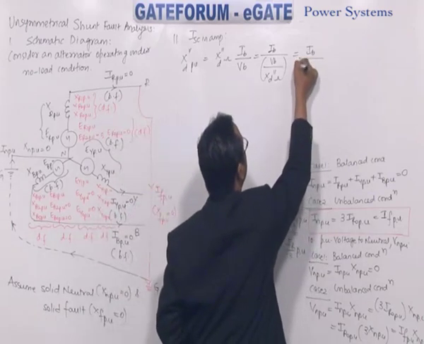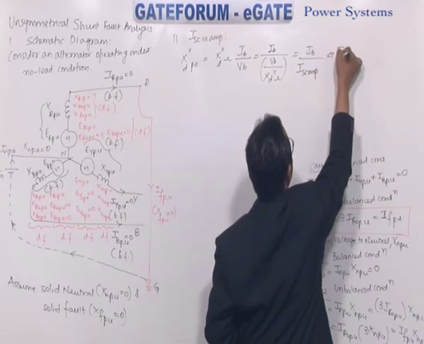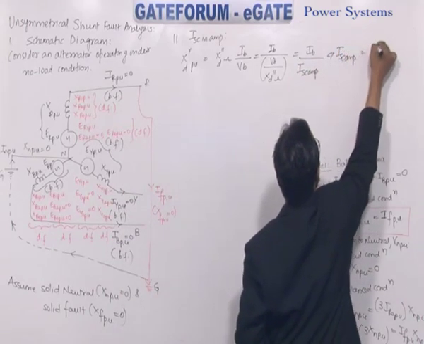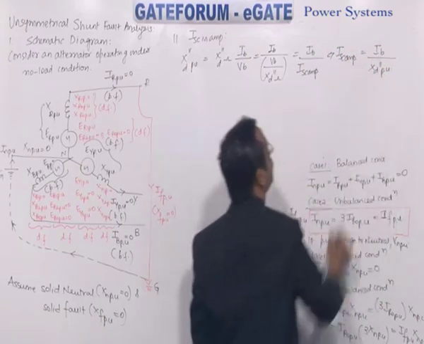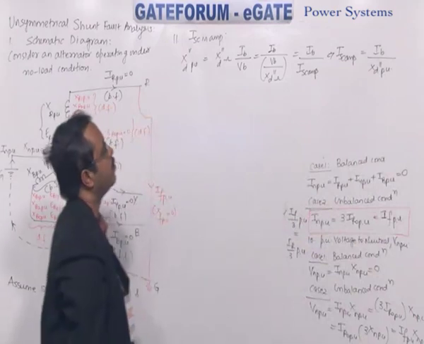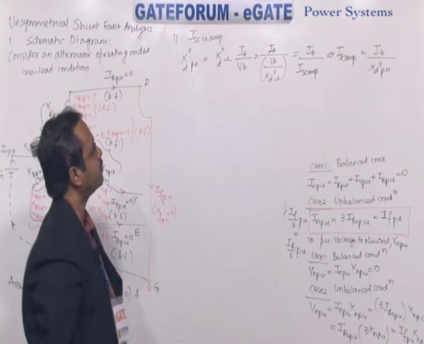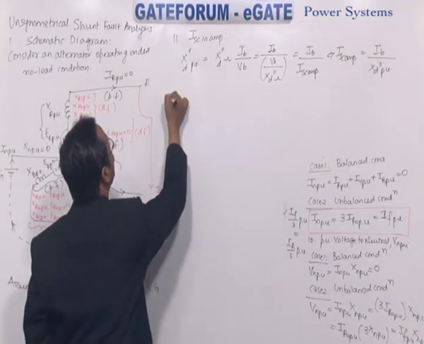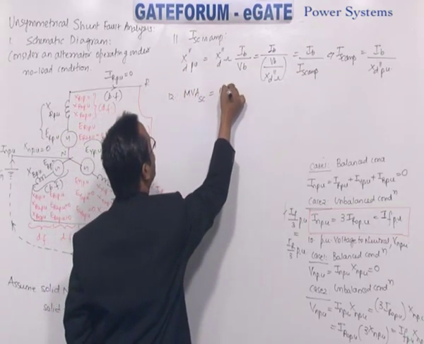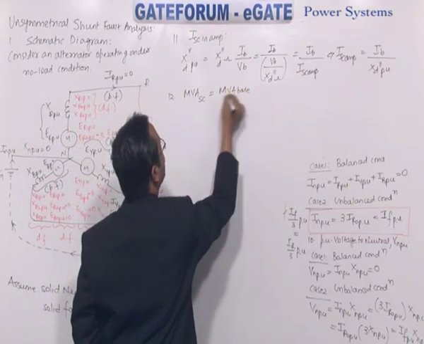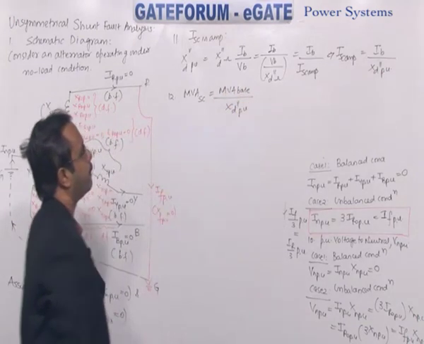So what does it indicate? The short circuit current in amperes is the base current by XD double dash per unit. Now, how to express the short circuit MVA? It is base MVA divided by, similarly, XD double dash per unit.